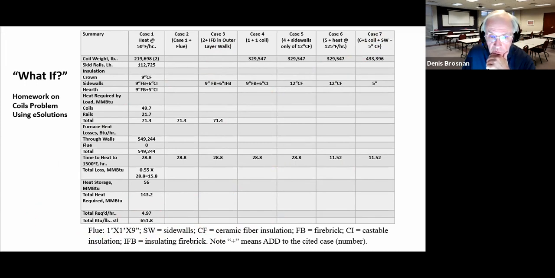So I suggest that you do this. You can pause the presentation and do a screen capture and capture this data and print this so you have this information available for you to work with.